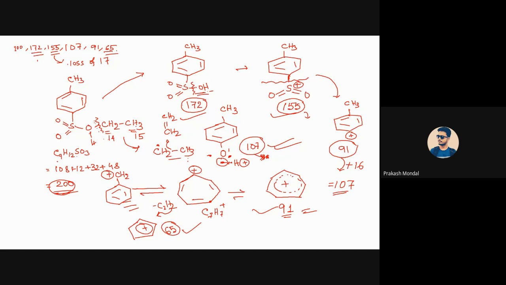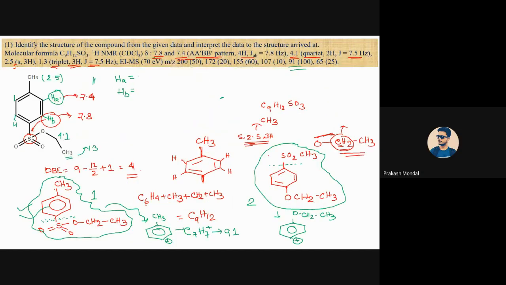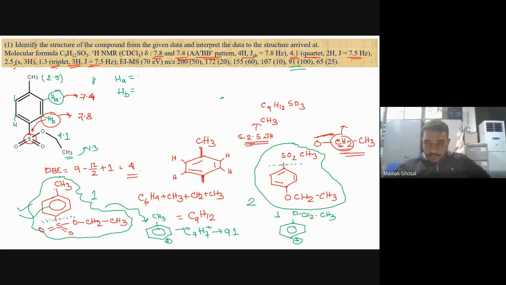I have a doubt. The original molecule you got at 200. There was another possibility too, that is OCH2CH3 and the SO2 group at the para position. Why did you eliminate this? How did you eliminate that?